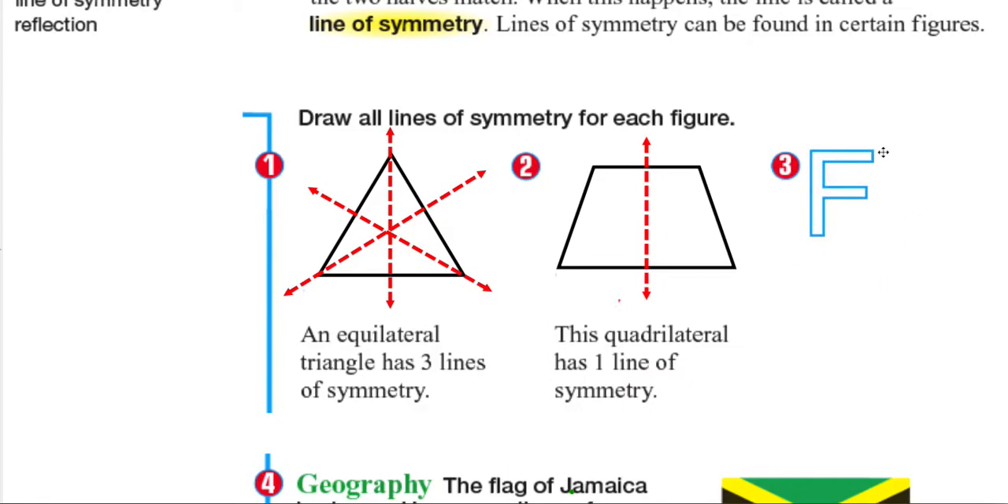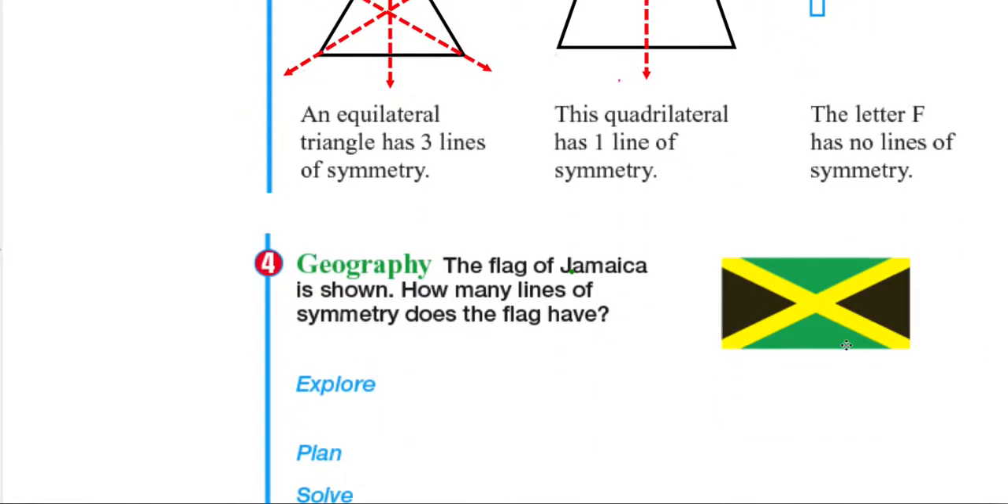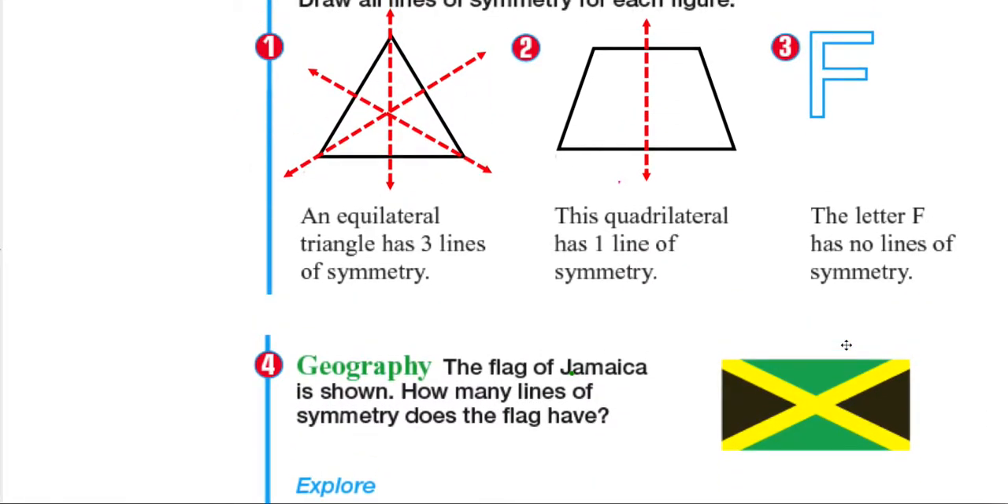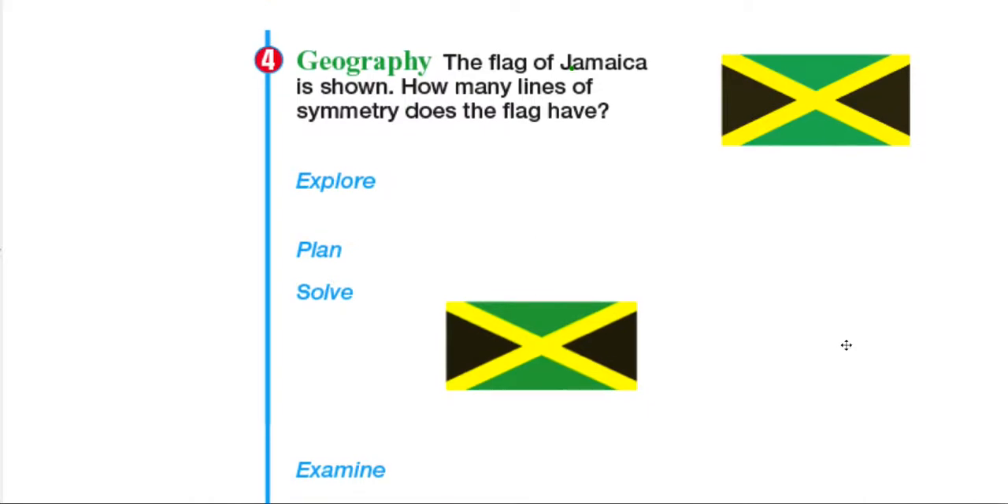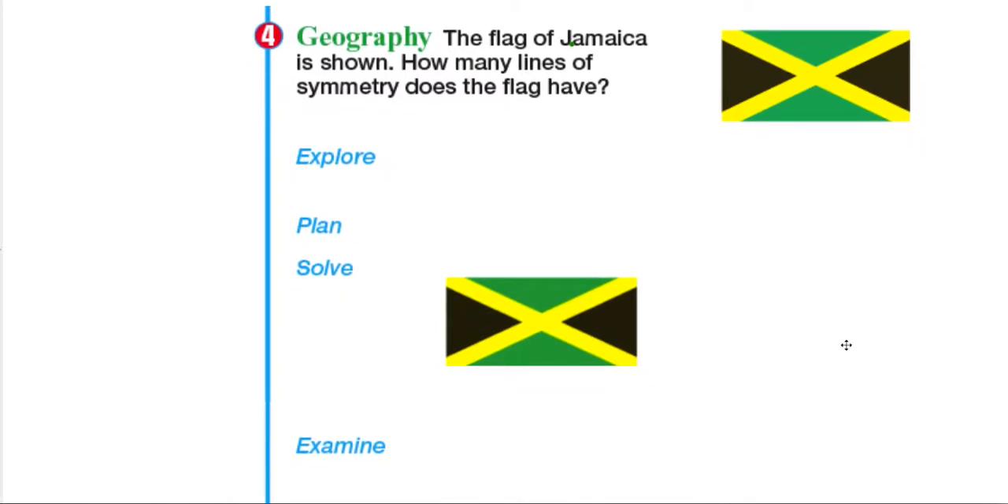And if you notice the letter F, it doesn't matter where I put the line, there won't be any matches anywhere I put the line. So this has no lines of symmetry. Let's take a look at the Jamaican flag. How many lines of symmetry does the flag have? Again, the key is that the two halves match, meaning if you fold the flag over, there will be no overlaps on the flag.